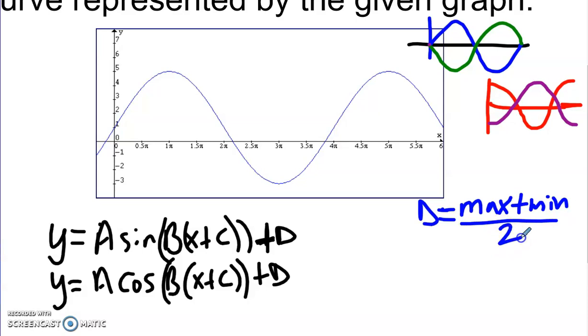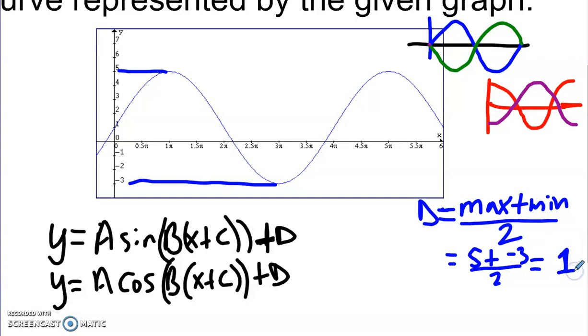So it's going to be the average of the maximum and the minimum values that you see on your graph. In our case here, our minimum is -3 and our maximum looks like it's 5. So we have 5 plus -3 divided by 2. And so that is 2 divided by 2, which is 1. Now, what I do in this case is when I get my d value, I would just create my center line. So my d value is 1. My center line is roughly over here.